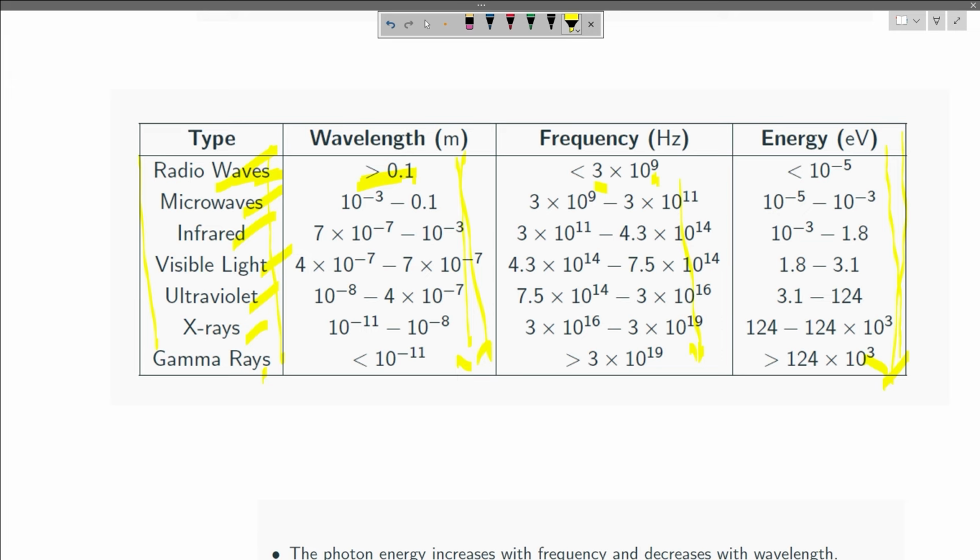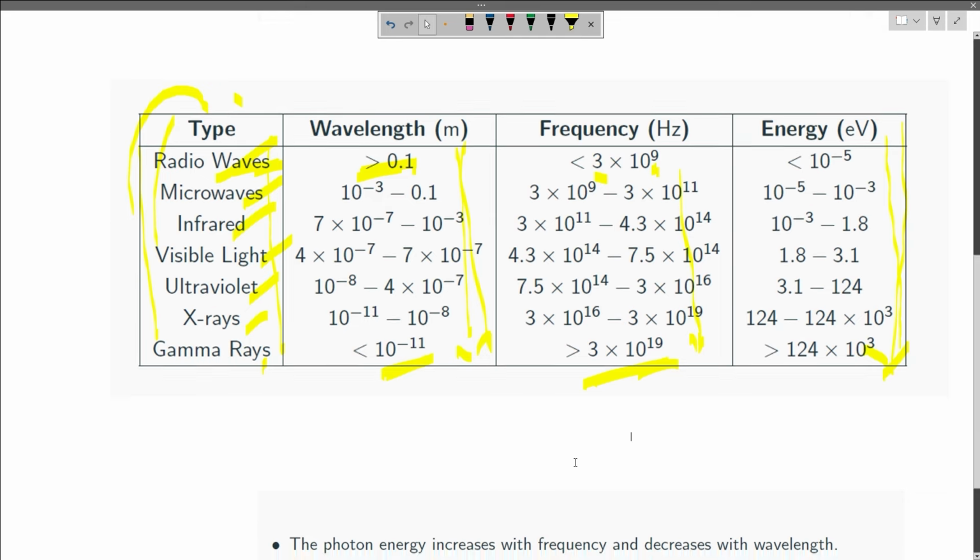And the gamma rays have the least wavelength, of the order of less than 10^-11 meter. They have higher frequencies, 3 × 10^19 hertz, and they have the highest energies of 1.24 × 10^3 electron volt.